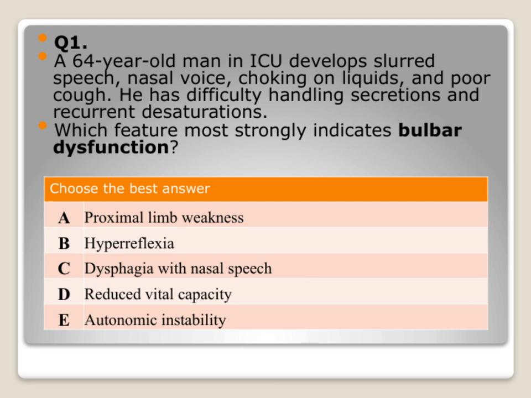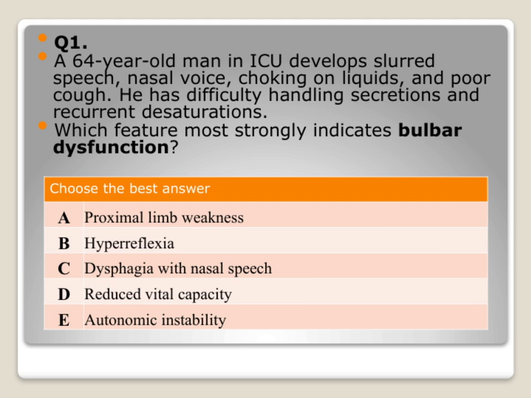Remember, bulbar symptoms relate to problems with the nerves that control muscles in the face, mouth, and throat. Out of the options listed: proximal limb weakness, hyperreflexia, dysphagia with nasal speech, reduced vital capacity, and autonomic instability. The one that really points us toward bulbar involvement is the difficulty with swallowing and speech, especially with the nasal quality. These are classic signs that the nerves controlling those muscles are affected.